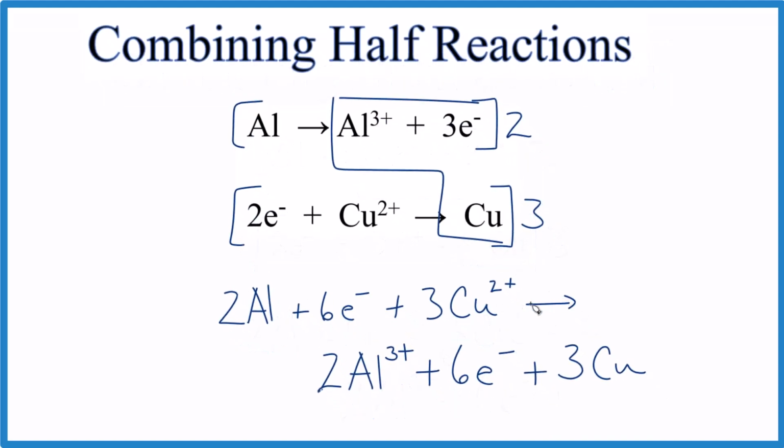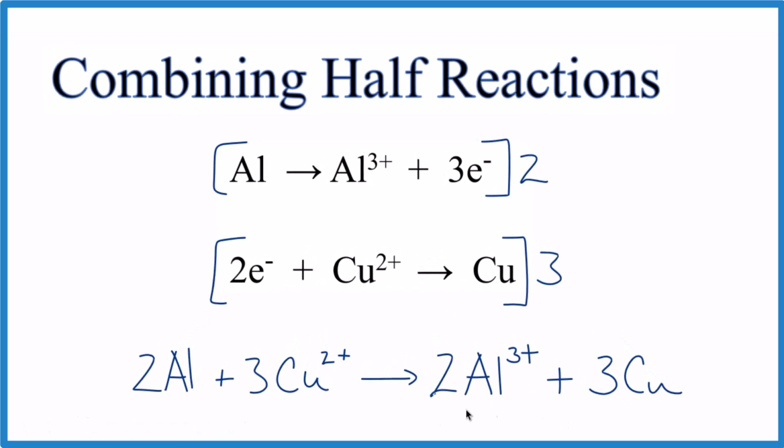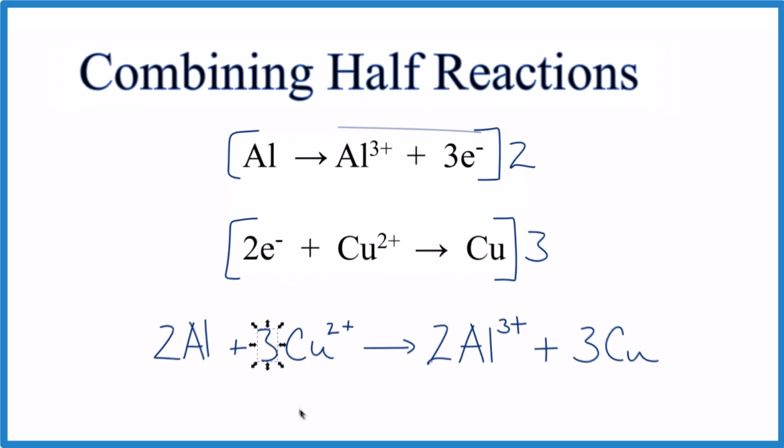We have reactants and products. So we can cancel these out since they're the same on both sides. Let's just get rid of them. Clean this up. And that's the balanced redox reaction. We're done. If you check the atoms, we have 2 aluminums on each side, 3 coppers on each side, and here we have 3 times 2 plus, that's 6 plus. On this side, we have 2 times 3 plus, which is 6 plus. Charge is balanced as well. So the key idea: we multiplied to get the same number of electrons in each half reaction, and then we added our reactants and our products together in the final equation.